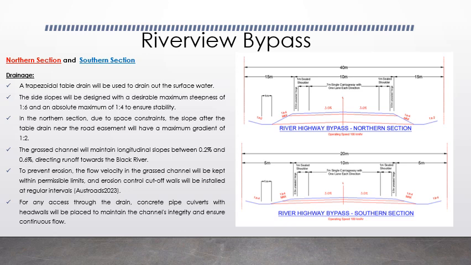And to prevent erosion, the flow velocity in the grass channel will be kept within permissible limits, and erosion control cutoff walls will be installed at regular intervals. And for the access, because we have a few farms, especially in the southern section, for those farms we need to have a pipe culvert over the table drain to make sure of the continuous flow of the water of the table drain.